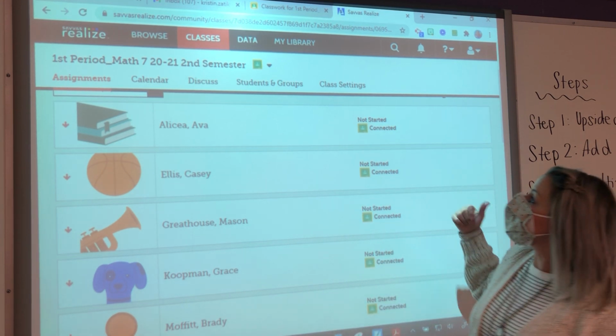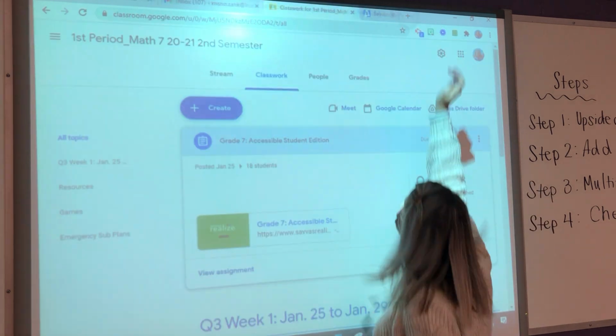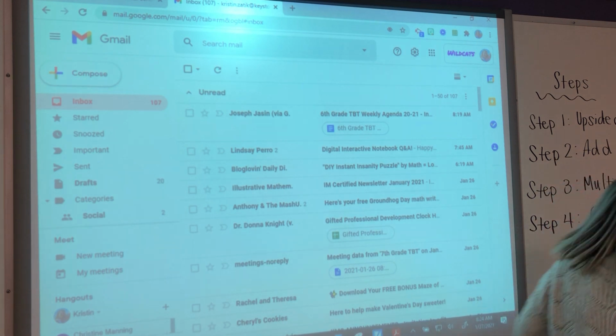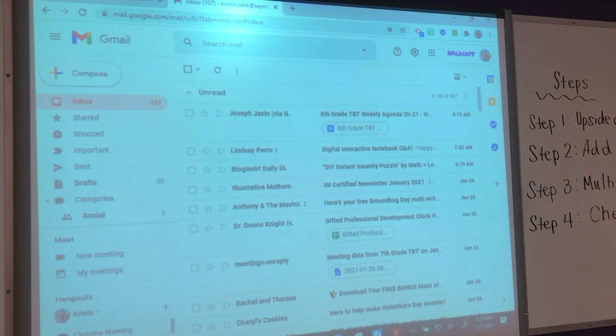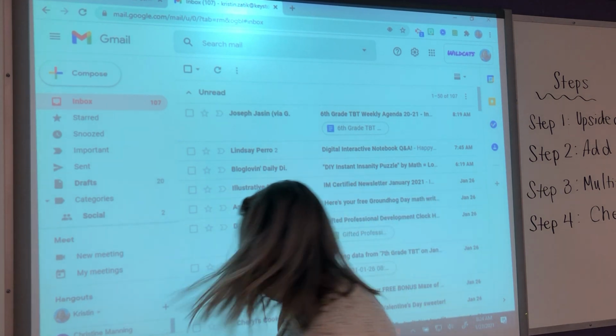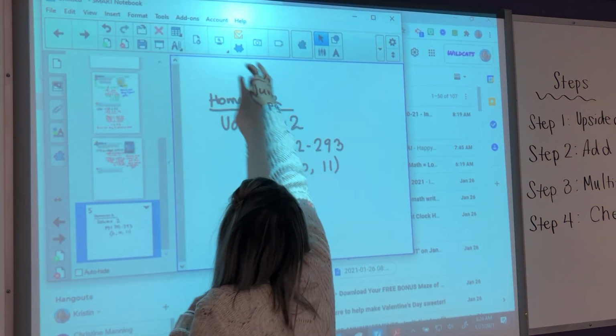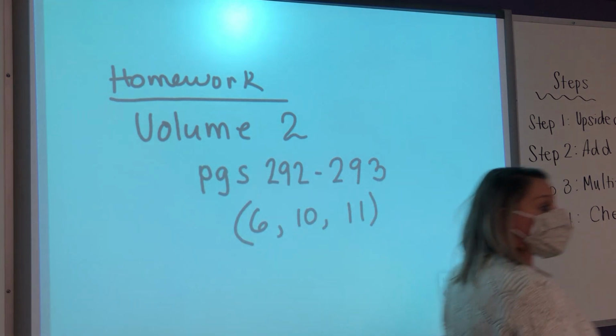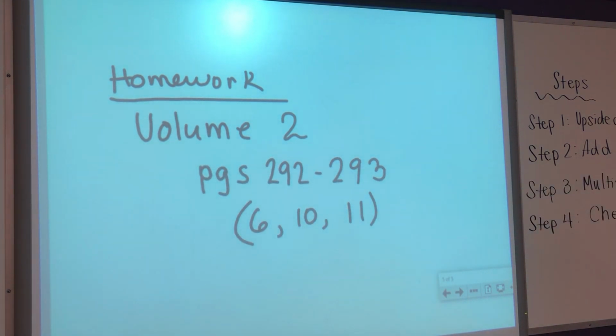Okay, so let's see here. What are the pages again? I'm sorry, 292 and 293. 6, 10, and 11. Yep, 6, 10, and 11. I will post this on Google Classroom as well, just in case you forget.